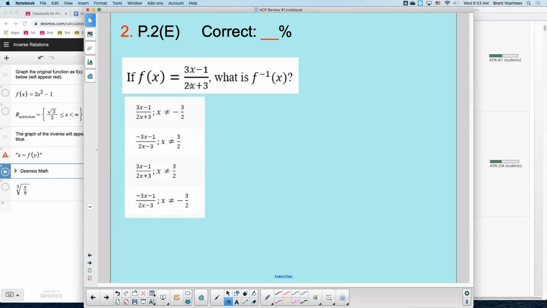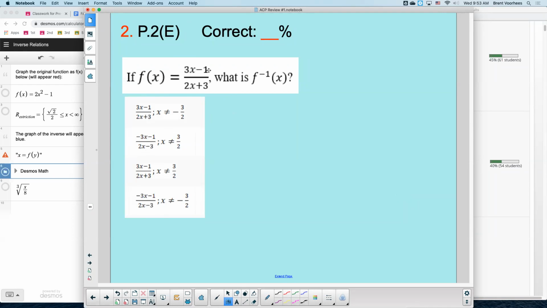This one says if f of x equals this equation, what is f negative 1? And kind of like that one problem we had a little while ago of compositions, this one they only give me equations. They don't give me a graph. They don't give me a number per se. They give me these equations. So here's how we're going to do this. It's going to be the same concept.